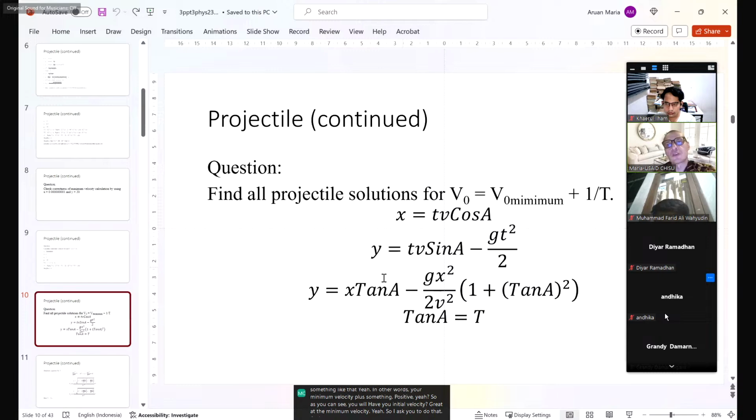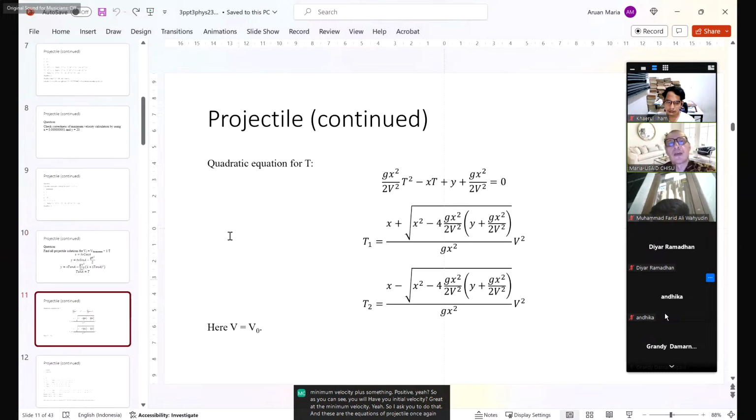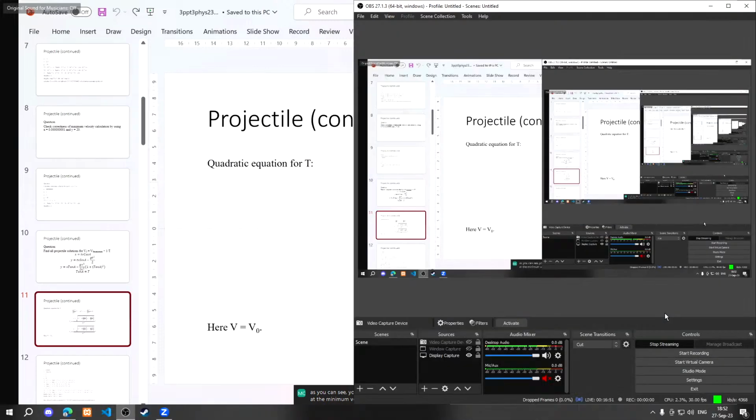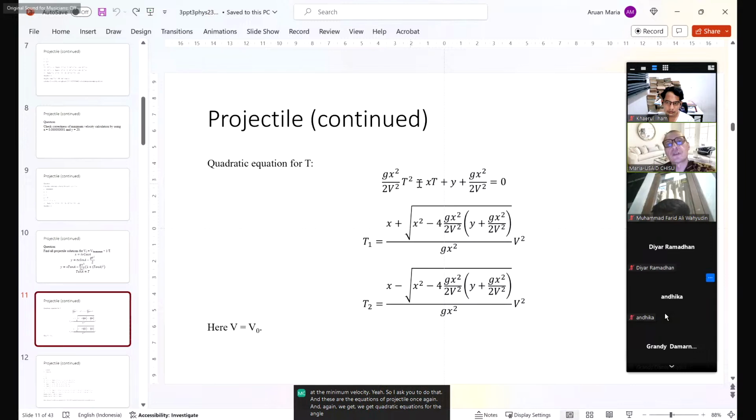And these are the equations of projectile once again. And again, we get a quadratic equation for the angle of release. T squared is a tangent. And as you can see, this is tangent 1, T1, and tangent 2. And to make it simple, we just used V instead of V naught, because there are so many V's here. It will be very annoying to write V naught everywhere.